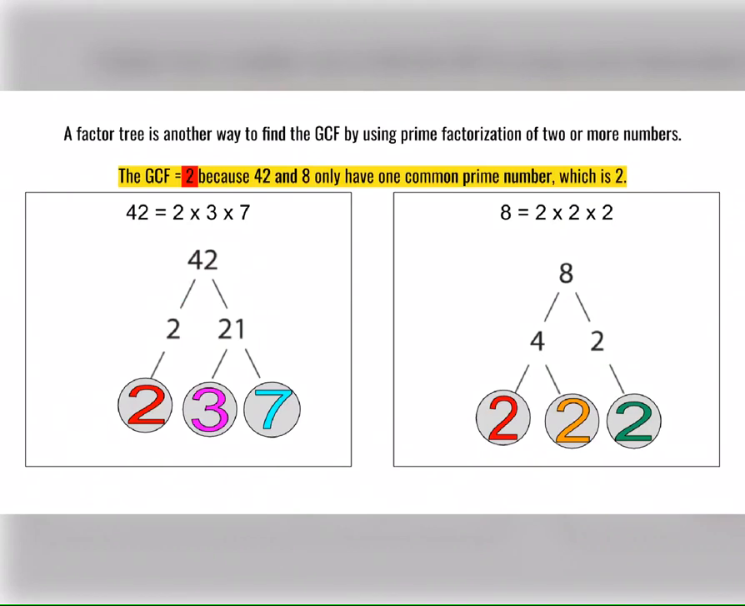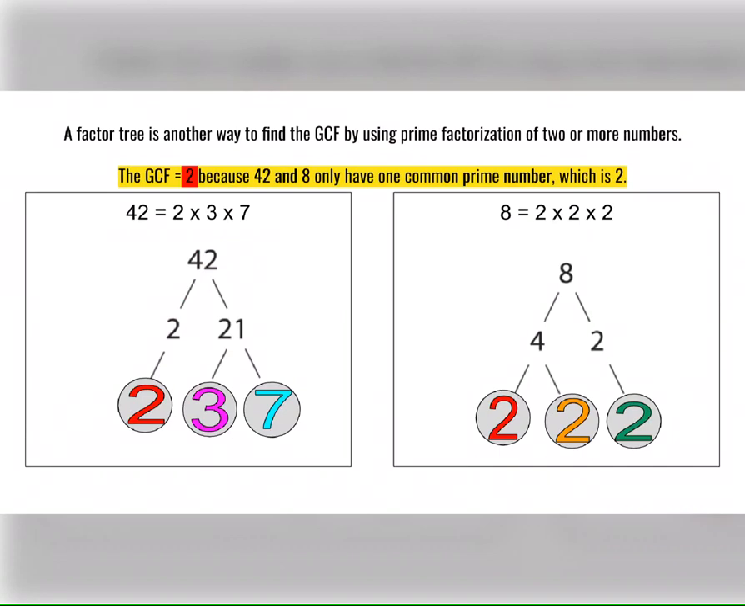21 is composite, so we make another tree branch and get 3 and 7. Now, we bring down the 2 from previously, and now we have the prime factorization of 42 because 2, 3, and 7 are all prime numbers. So 42 equals 2 times 3 times 7.